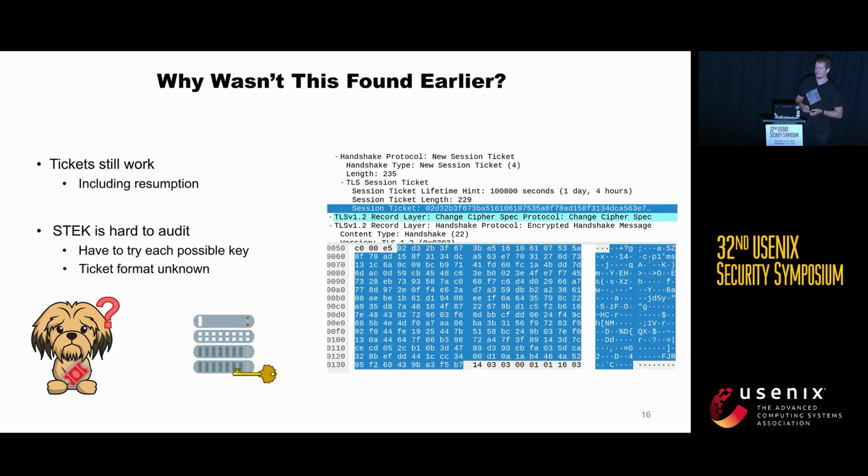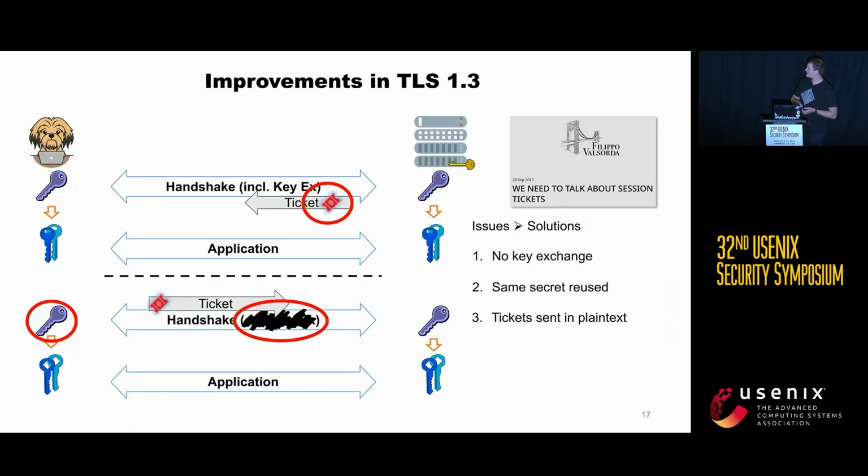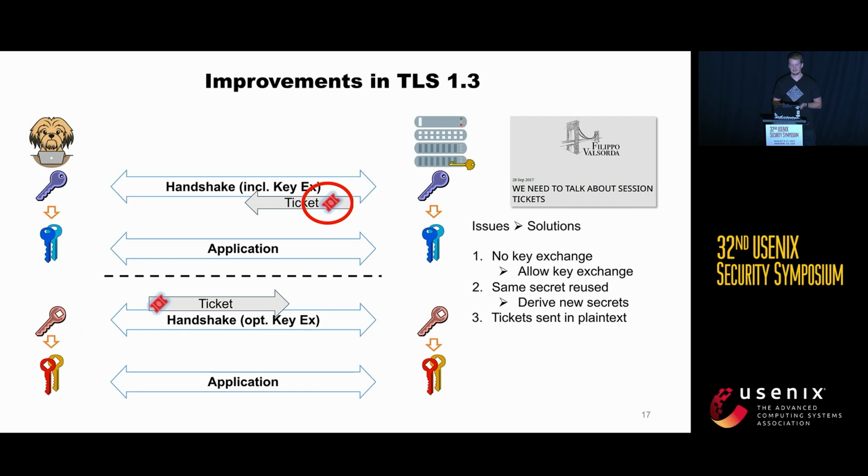But this was all TLS 1.2, right? Balzorda back in his blog post also mentions that most issues are fixed in 1.3. So the first issue we had was that we don't have a key exchange, and this is fixed by allowing a key exchange again. Then the same secret was reused in TLS 1.2, and in TLS 1.3 a different secret is used and is derived from the first master secret. So even if the second master secret is leaked, you don't get the master secret of the first session anymore, so we again have forward secrecy. And lastly, tickets aren't sent in plain text anymore, but are sent protected by the session keys.